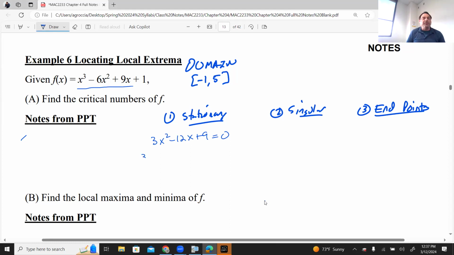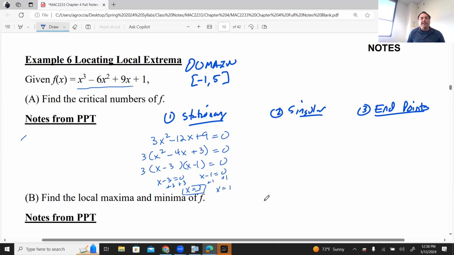So what could you have done? You could have factored out a 3, which leaves you with x squared minus 4x plus 3. Set that equal to 0. Then you could have factored this. This would be x minus 3, x minus 1. Then you would set each piece equal to 0. X minus 3 equals 0, x minus 1 equals 0. Add 3, x equals 3. Add 1, x equals 1. Okay, so we have 2 possible stationary points at 3 and 1.